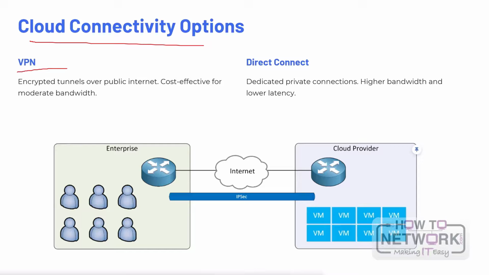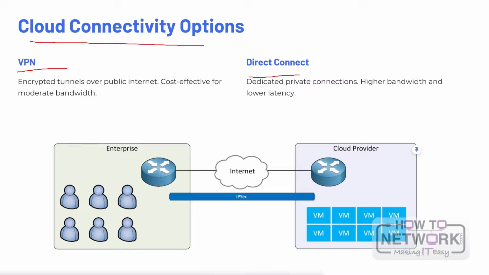First one is VPN, or the Virtual Private Network. VPNs utilize encrypted tunnels over the public internet to establish secure connections between networks. They offer a cost-effective solution for moderate bandwidth requirements, making them suitable for scenarios like remote access or connecting branch offices to the cloud. VPNs are generally easy to set up and manage, and they can be scaled to accommodate moderate traffic volumes. However, VPNs can be susceptible to performance issues due to network congestion and latency, especially for large-scale data transfers or real-time applications.